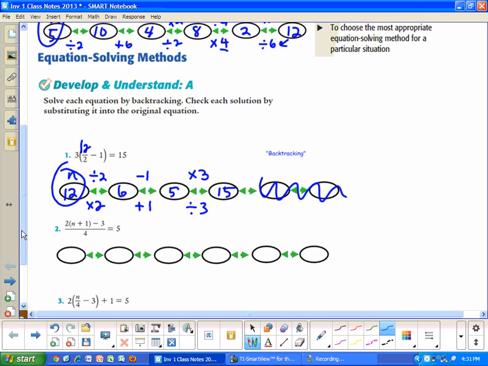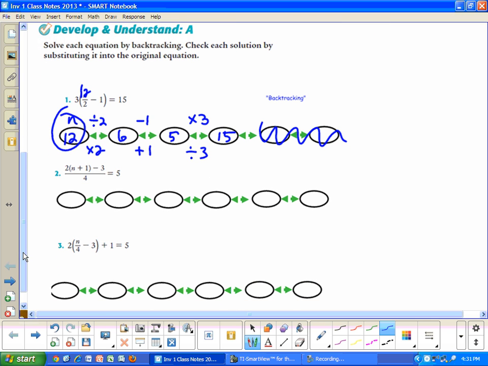All right, this next one, I'm going to just help you set it up. We're looking for n. First thing that's happening is 1 is added to n. Then it's multiplied by 2. Then 3 is subtracted. After all that happens, it's divided by 4. And after I do that, I get 5.